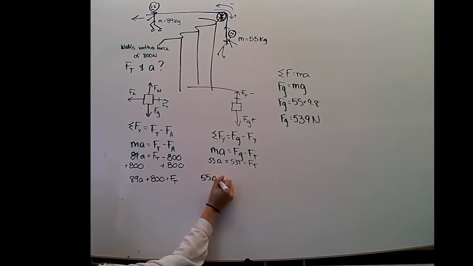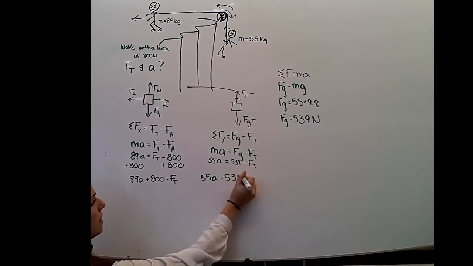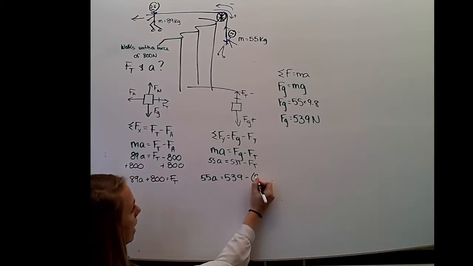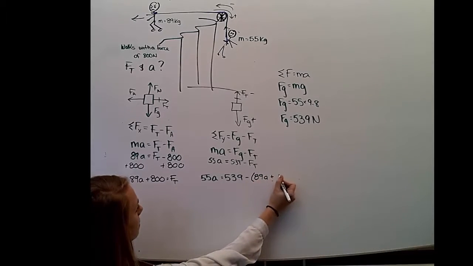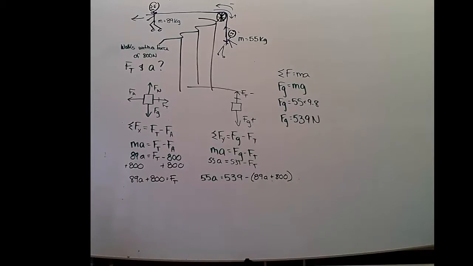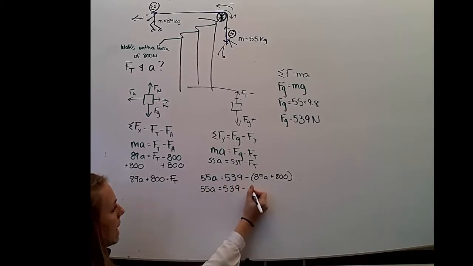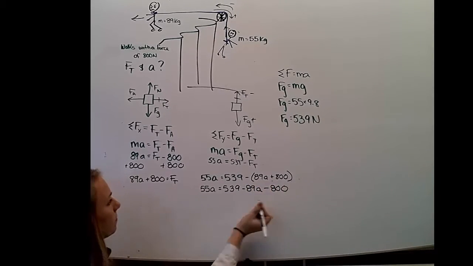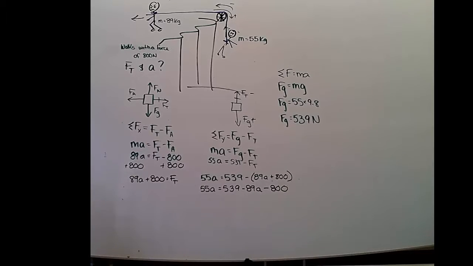It will be 55A equals 539 minus all of Ft, which is 89A plus 800. Notice that this is in parentheses. I have to subtract the entire thing. So when I rewrite this equation to simplify, I get minus 89A minus 800. The only variable left in this equation is the acceleration, so I can now combine like terms and solve for the acceleration.